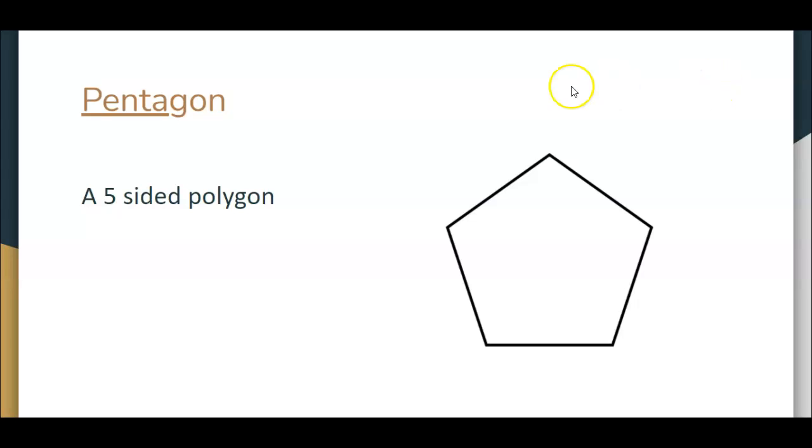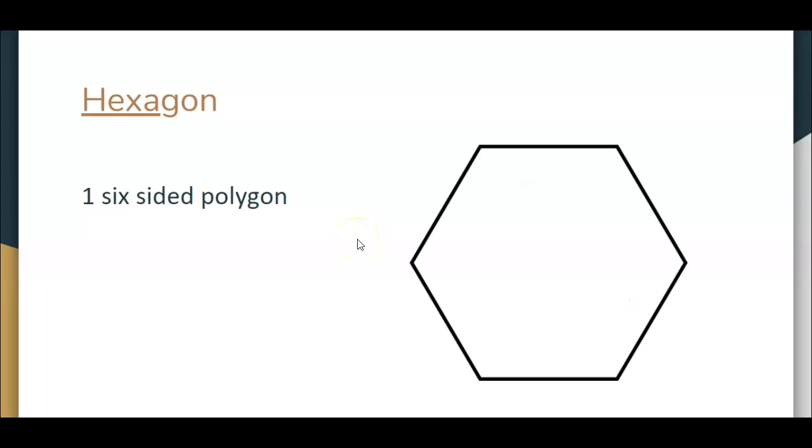And we come to a pentagon. Penta means five, okay? And gon means sides. So a pentagon is a five-sided polygon. Hexagon. Hexa means six. Gon means sides. So a hexagon is a six-sided polygon. Not sure why I put one. That should say a six-sided polygon.